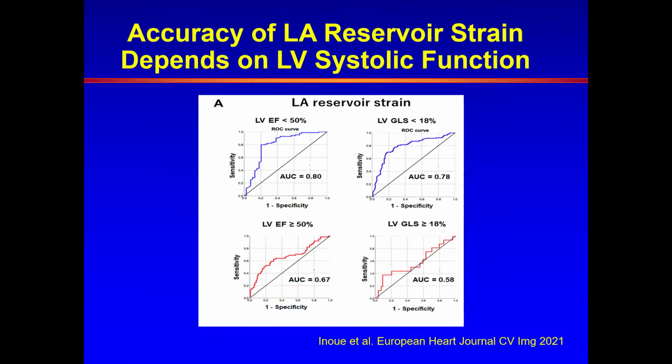Further, a deeper dive at where the relation between strain and pressure falls apart. In patients with a reduced ejection fraction, the area under the curve to detect elevated wedge pressure is decent. The same for patients with global strain less than 18%, lower accuracy for less than 50%, and unacceptable performance if you look at patients with a global strain of 18% or above.